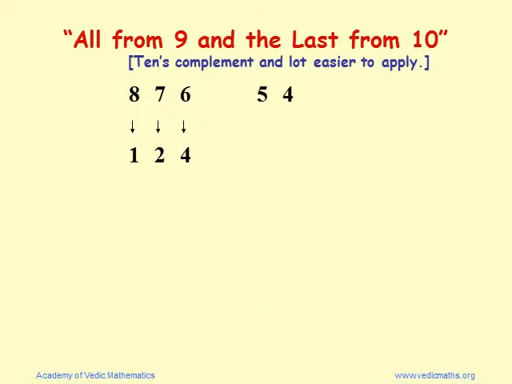Another example here, we're going to do all from 9 and last from 10 of 54. For 5, 5 from 9 is 4. Now for this last digit, 4 from 10 is 6. Another example here, 9, only one digit, so it's all from 9, last from 10. This is the last digit, so 9 from 10 is 1.